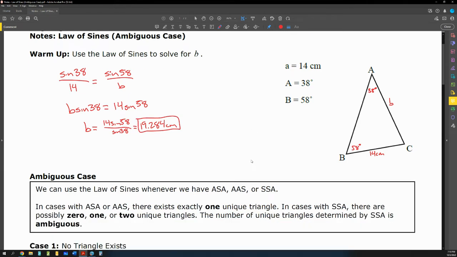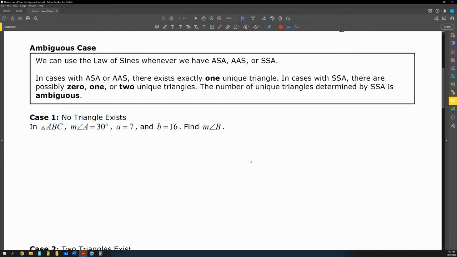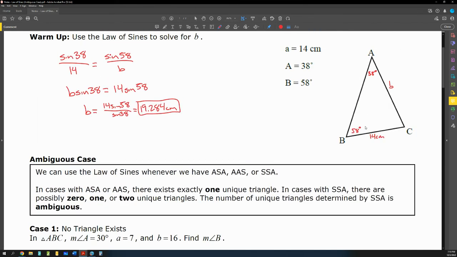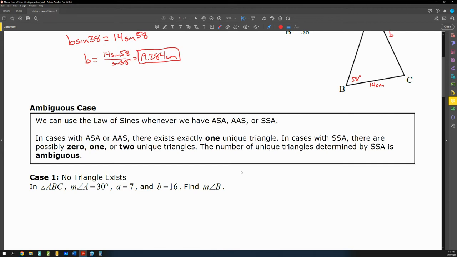All right. Now let's talk about the ambiguous case. We can use the law of sines whenever we have angle, side, angle, angle, angle, side, or side, side, angle. In this instance, we had angle, angle, side. We had angle A, angle B, and then side length A. So we had angle, angle, side. We could use the law of sines. But, if we have angle, side, angle, or angle, angle, side, there's exactly one unique triangle solution, right?